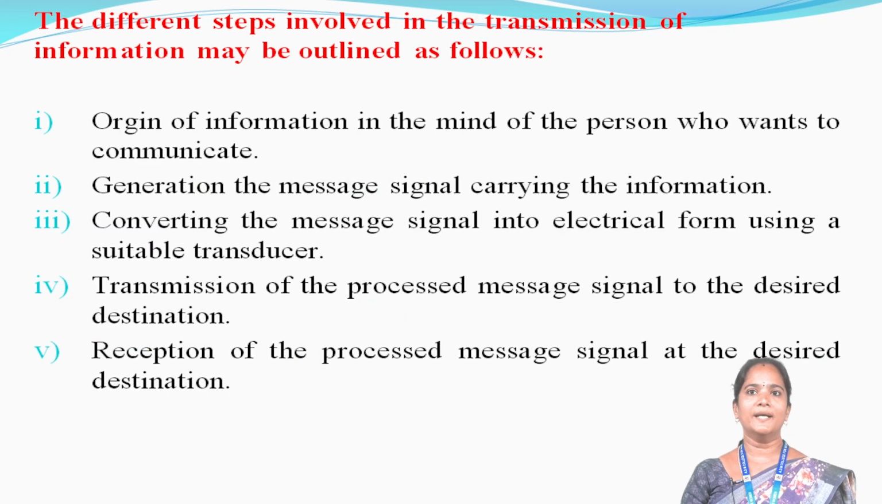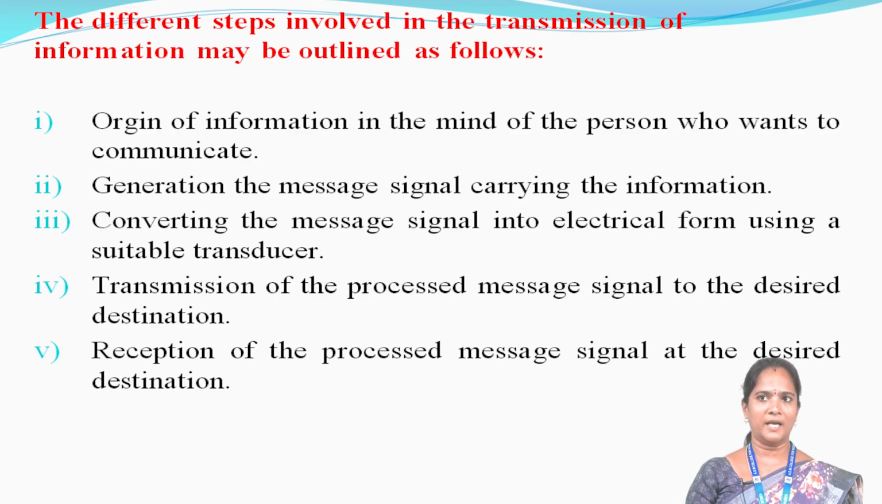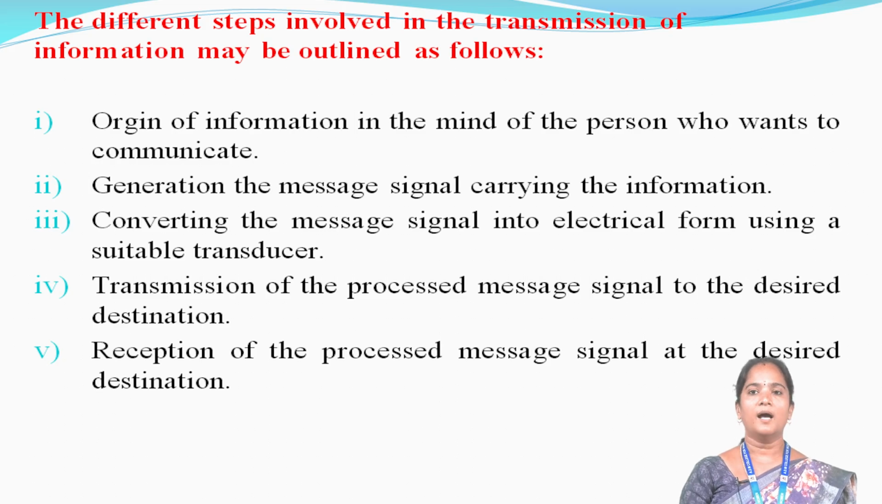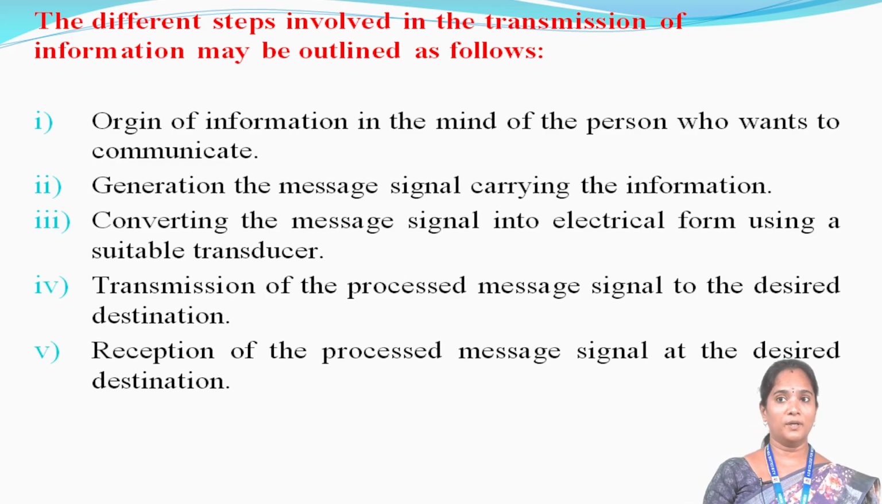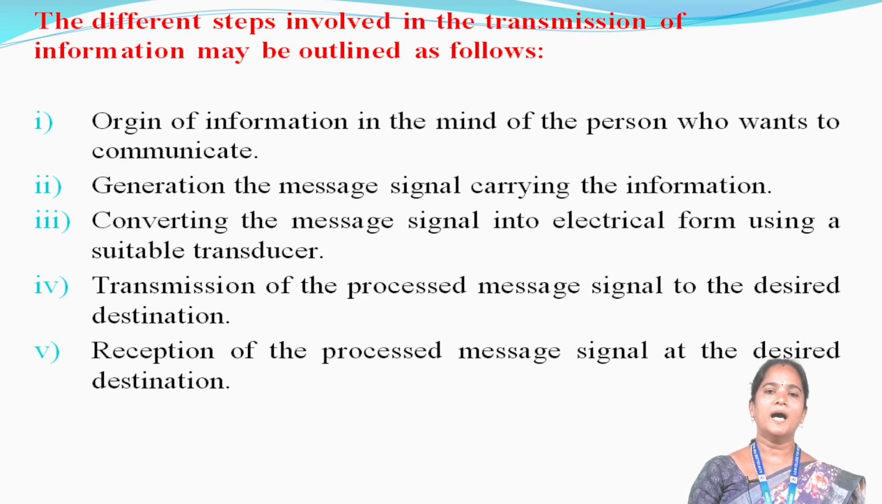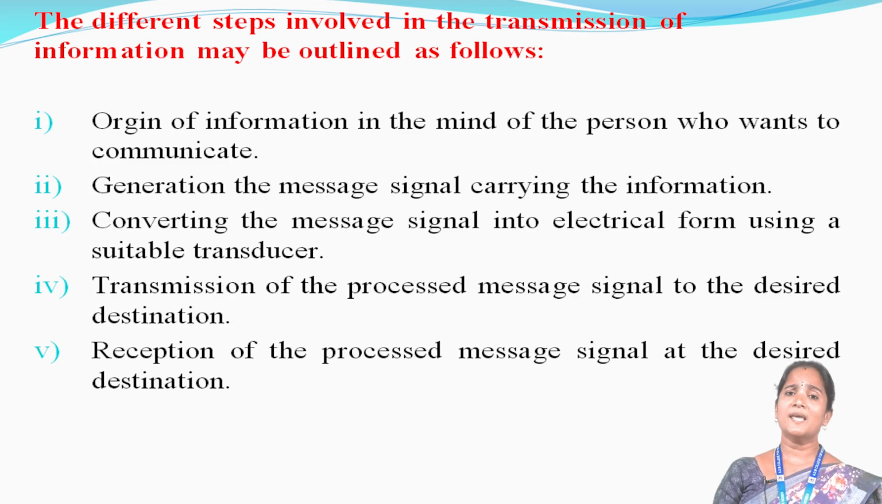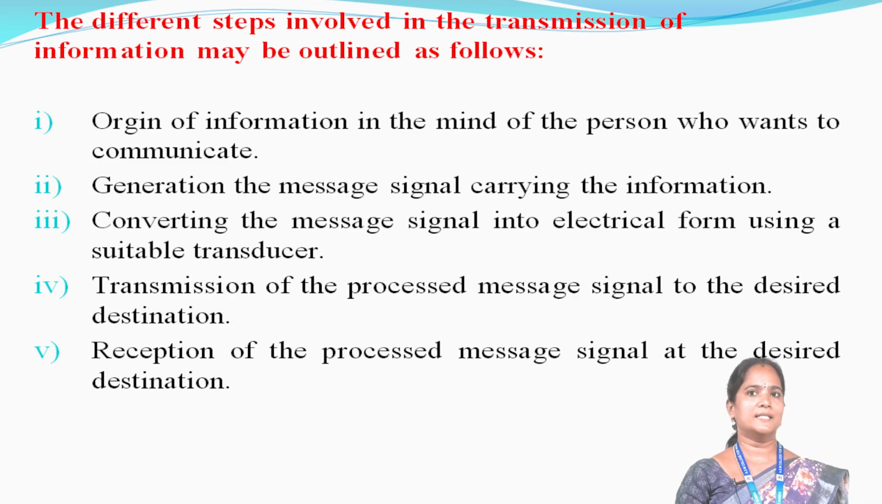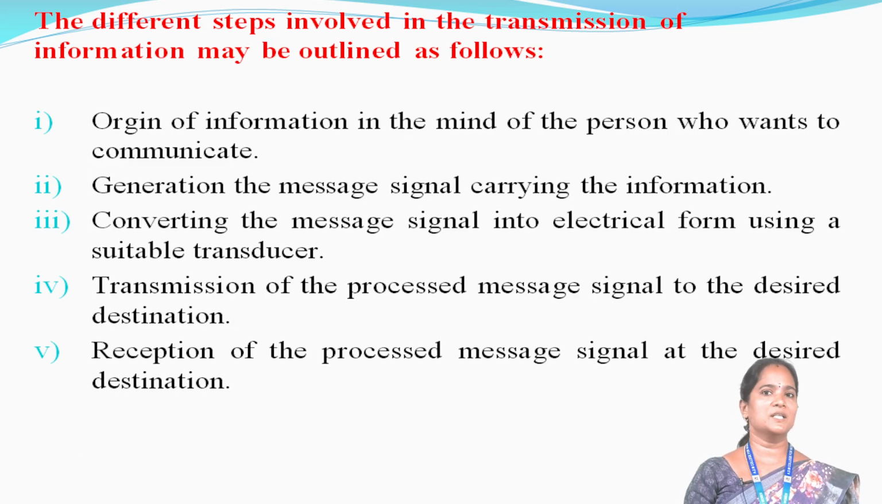The different steps involved in transmission of information are: origin of information in the mind of the person who wants to communicate, generation of the message signal carrying the information, converting the message signal into electrical form using a suitable transducer, transmission of the message signal to the desired destination, and reception of the message signal at the desired destination. Thus, the basic issues involved in the above outlined steps, independent of the type of communication system, are the first step towards making an entry into the electrical communication discipline.